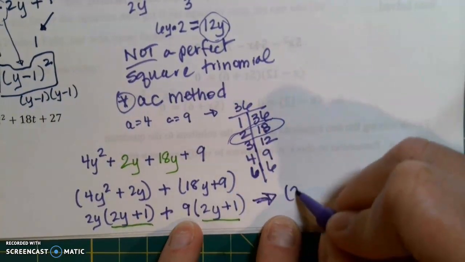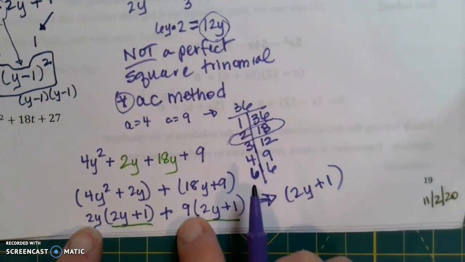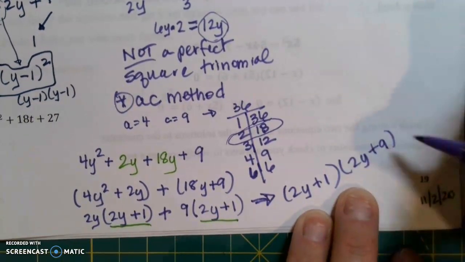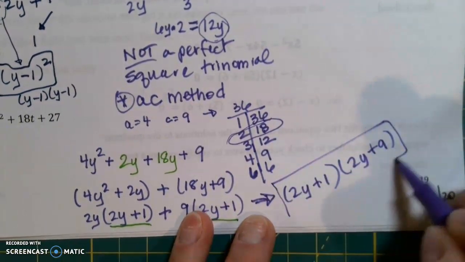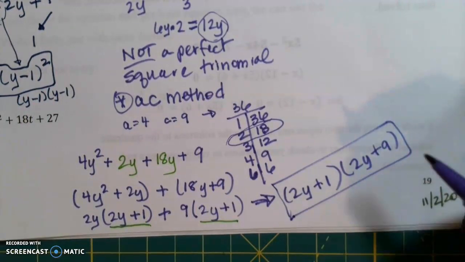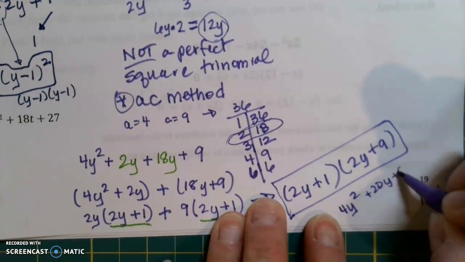So to continue on, we're going to factor out the entire binomial, and then the leftovers, remember, go in the second set of parentheses. So that is going to be our finally factored answer. And remember, you can always FOIL and double check. Make sure that you get back to that 4y squared plus 20y plus 9.